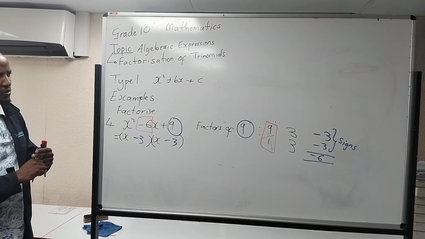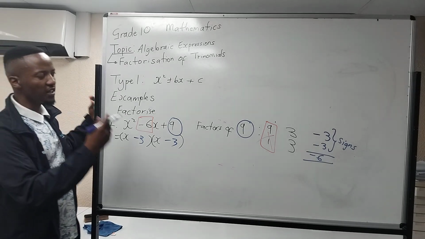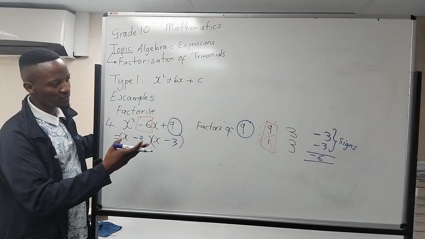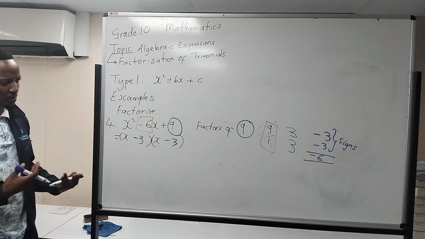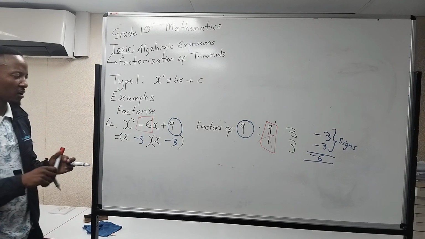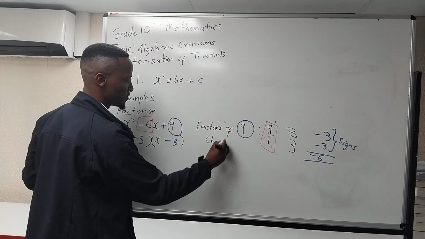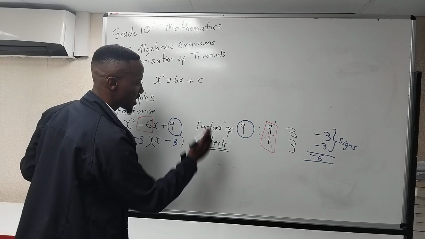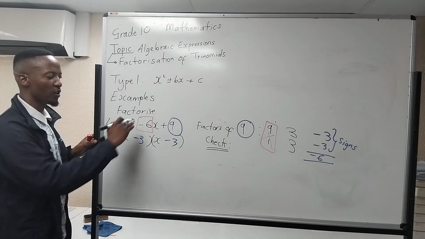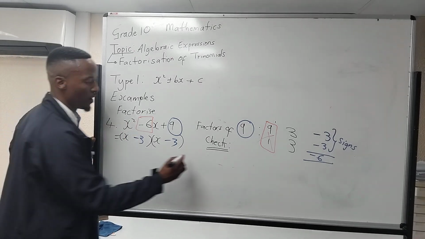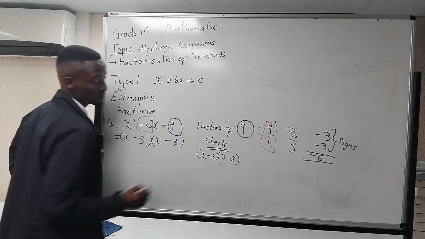Then step 1 is completed because we have identified the factors. Step 2, we have selected the signs and the factors that will give us the coefficient of the middle term, which is -6. The last step is to check. Now when we check, we don't write here, but we write on our rough page. We said when we check, if we multiply this binomial by this binomial, they must give us our original trinomial. Let us check.